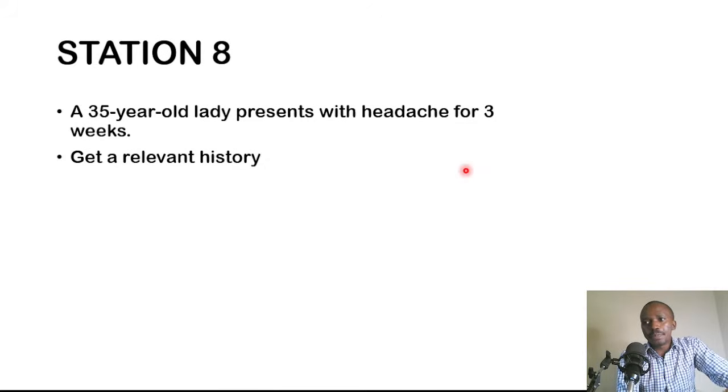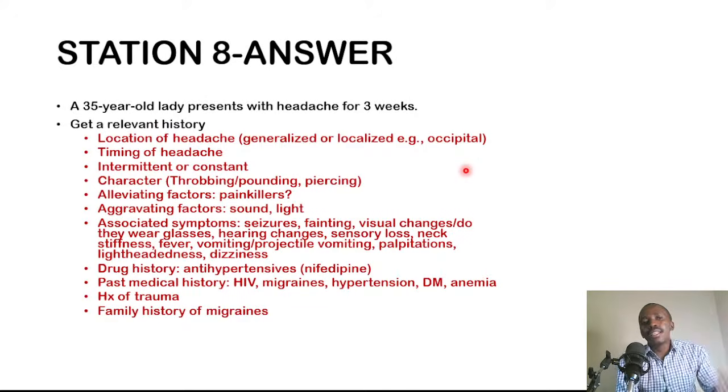So headaches for 3 weeks. What are you thinking? Trauma? It could be that this person has a chronic infection. So you should also be asking history questions that are going to be pointing you towards things like immunosuppression. 3 weeks is quite a long time for someone to have a headache. Maybe someone has migraines. Those are the things that you should be keeping in mind when you're taking your history. So again, Socrates, location of the headache, generalized? Is it localized? Is it occipital?